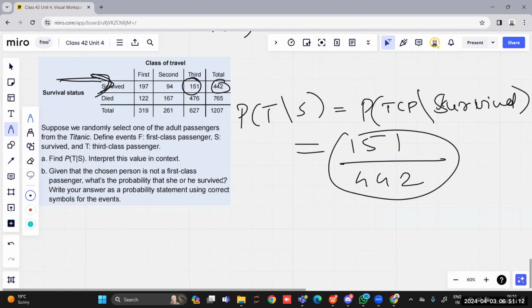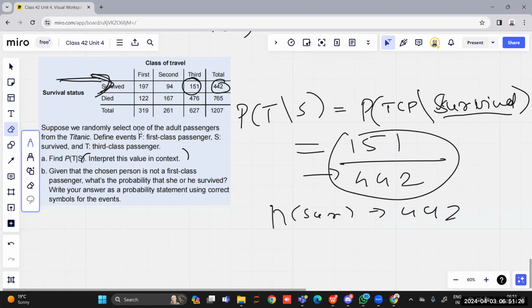Okay, so you need to interpret also how you have calculated this value. First we fixed the number of passengers that survived, so that was 442. In that column, we have to look for the passengers that were third class. So 151 were third class. So we have written that here. Okay, so that is 151.